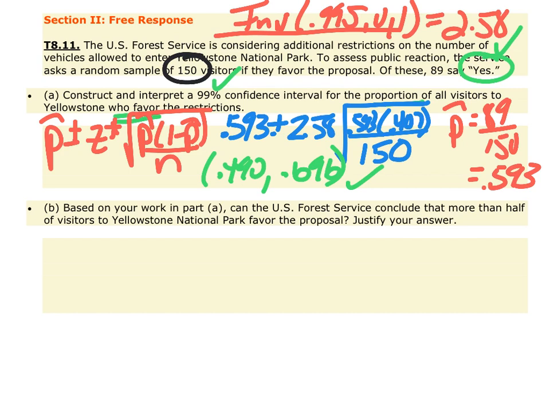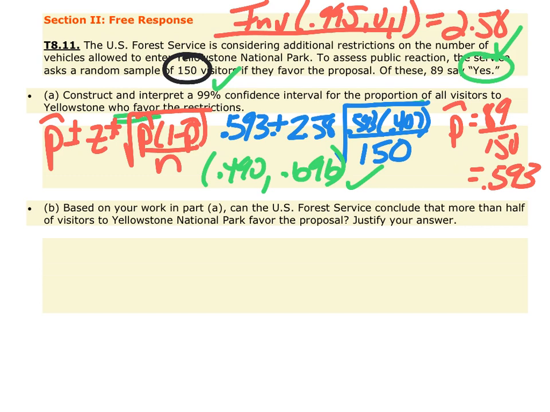Now, there's one thing I missed at the beginning that you need to also show. Remember, state, plan, do, and conclude. State, we're going to construct the confidence interval. The state portion is really covered in our problem, so we're fine. The plan, I need to check the conditions, and I'm going to go back and do that in just a second. The do, we're seeing right here is our do. The conclude is going to be the verbal statement that I said before, but it's not written here.